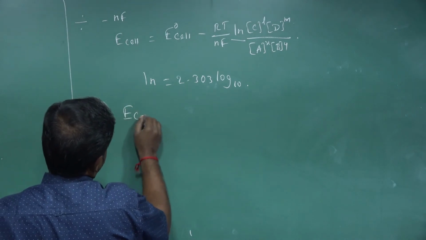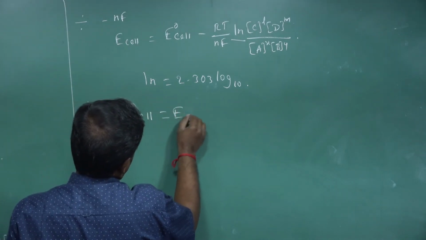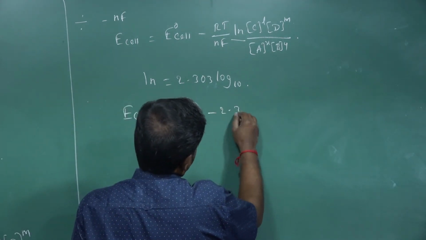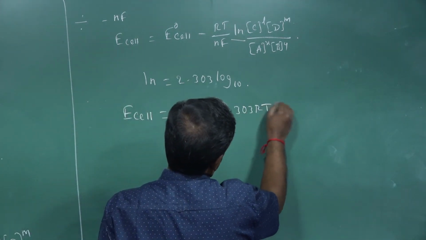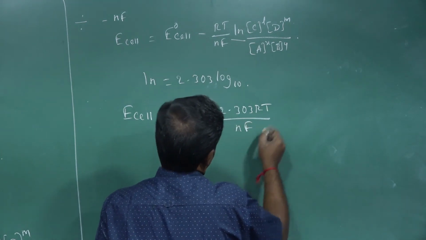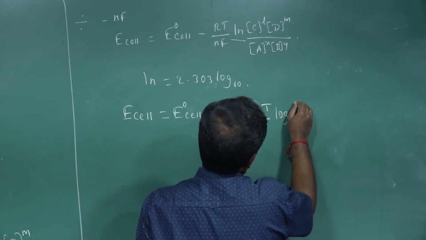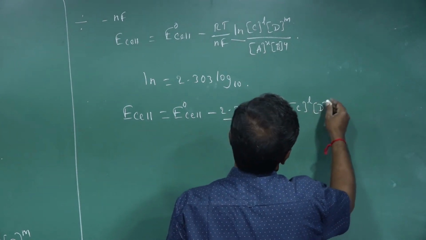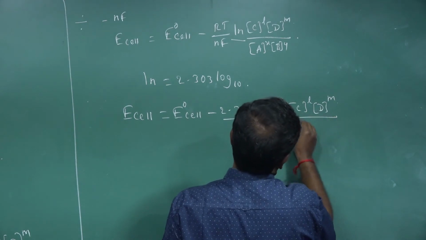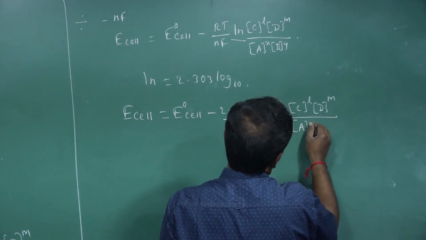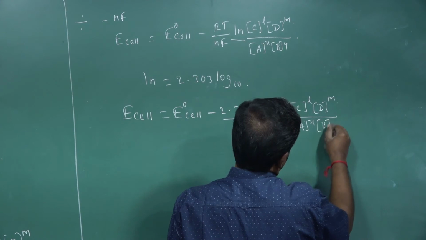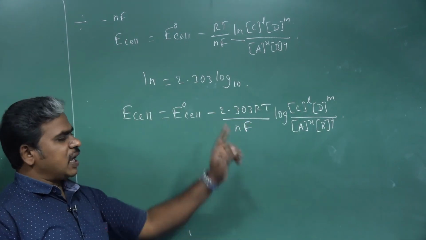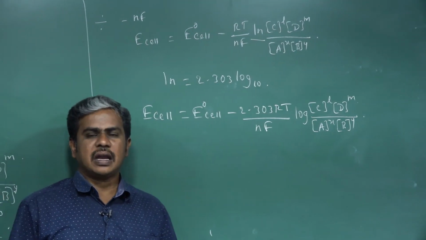Here E cell is equal to E naught cell minus 2.303 RT by nF log of concentration of C power L into concentration of D power M divided by concentration of A power X and concentration of D power Y. Now we need the values of R, T, n and F.